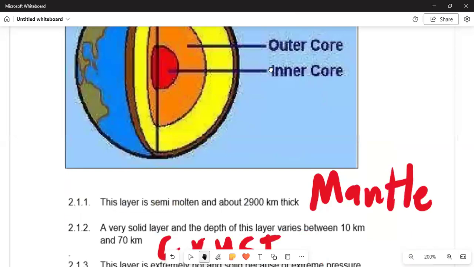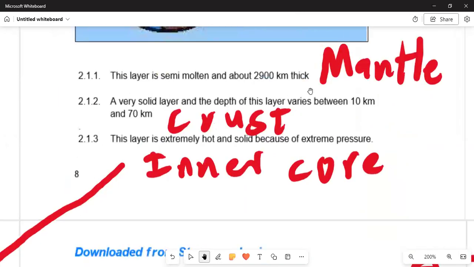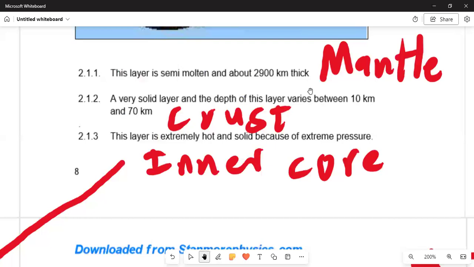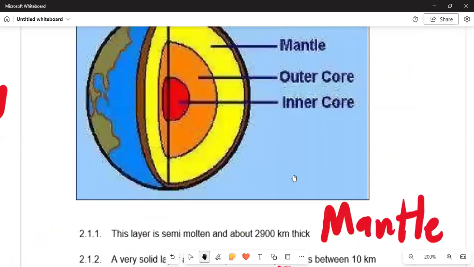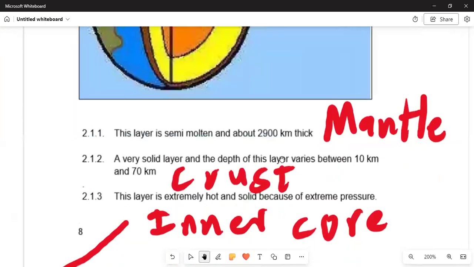All right, we've got a question, and it says 2.1.1. This layer is semi-molten, about 2,900 kilometers thick. It is called the mantle. Why are we saying the mantle? Because we can see the thickness of it. Can you see that this orange part is the mantle, and in terms of thickness, it is very thick. That is why we are saying that is the mantle.